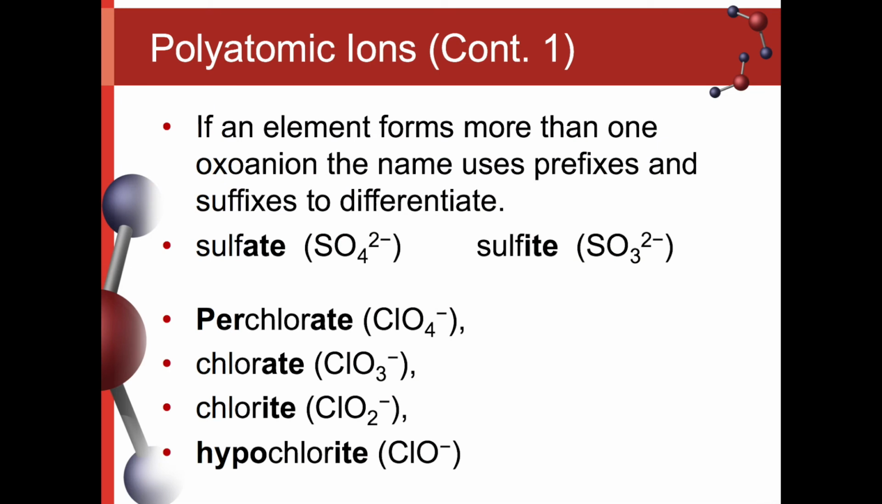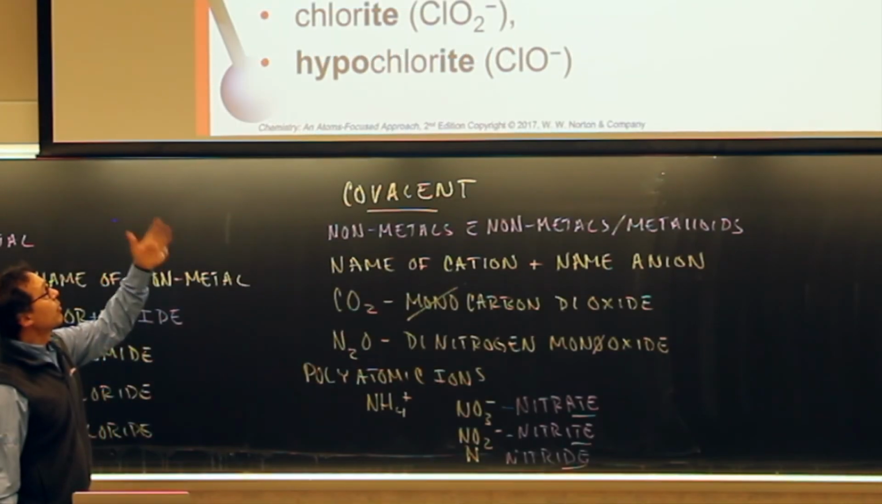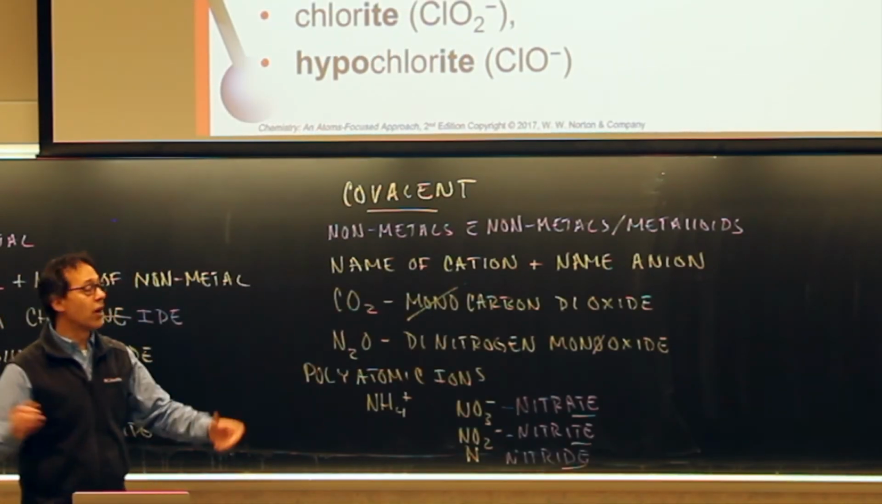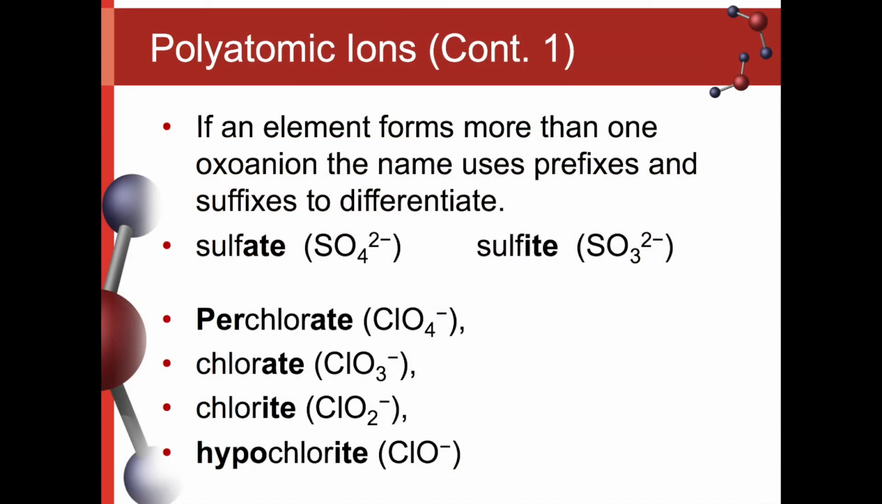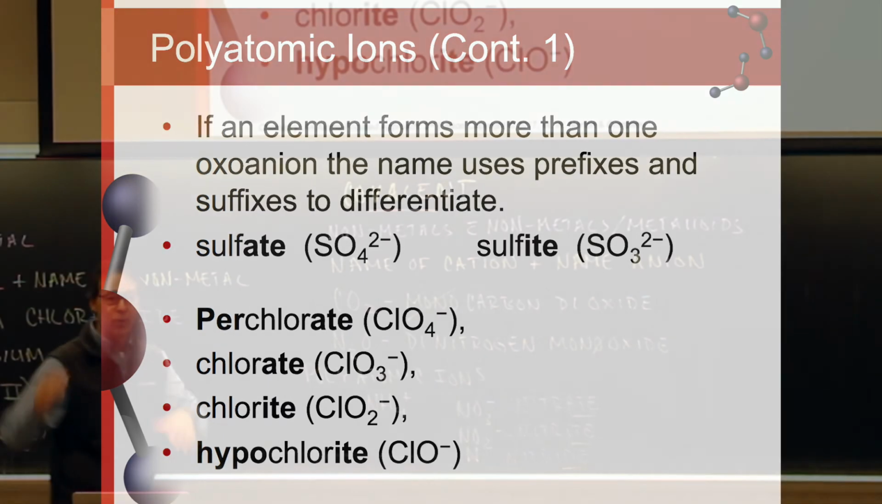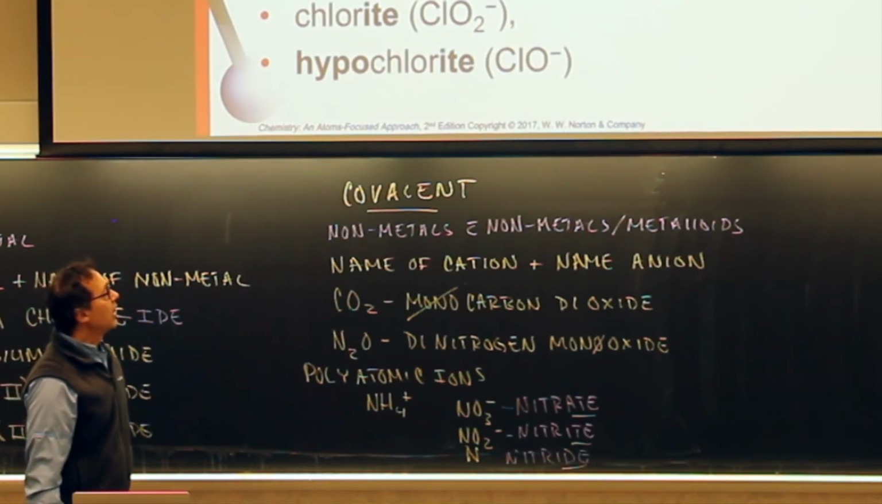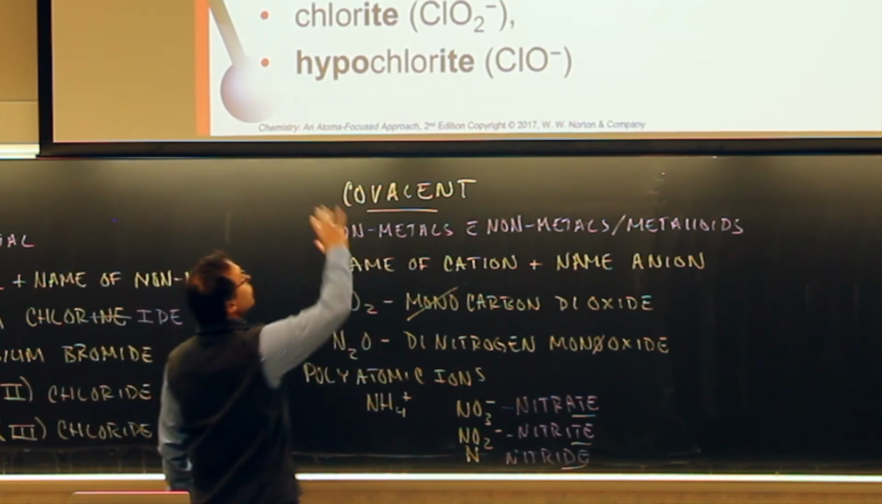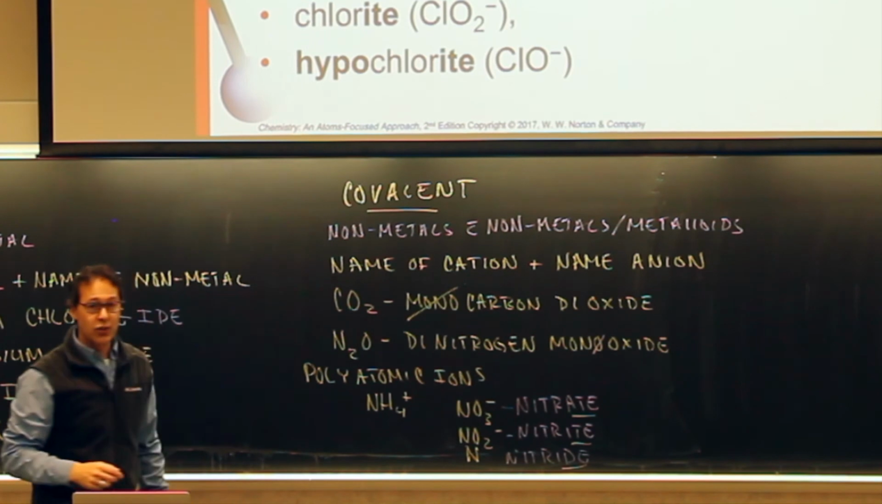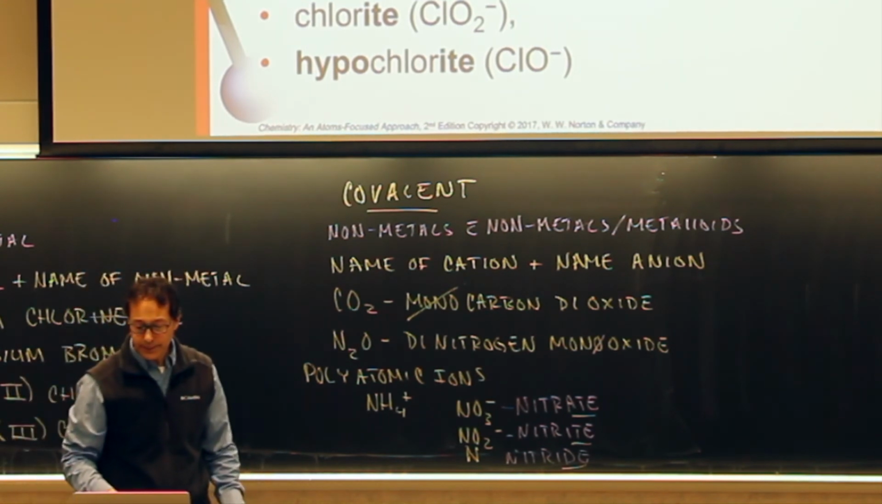And then if that wasn't enough, sometimes there's more than two different versions. So ate and ite isn't enough. Here we have ClO4. That's ate, but we put a per in front of it, so it's like it ate more. So it's perchlorate, ClO4; chlorate, ClO3; chlorite, less, ClO2; and then hypochlorite, hypo meaning below, ClO. Now we don't use these ones quite so much, but the ates and the ites we do.